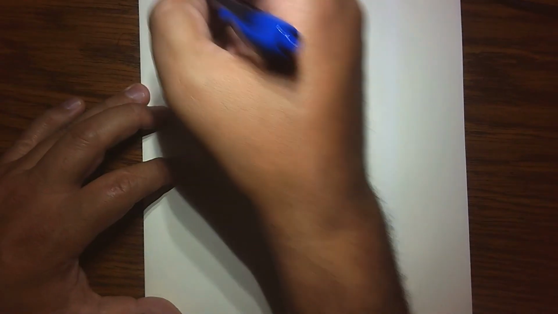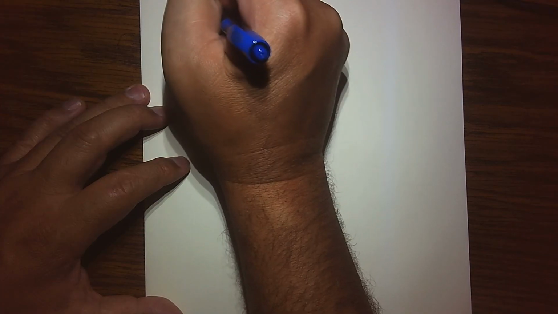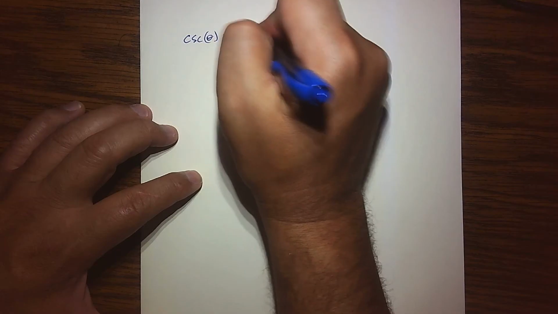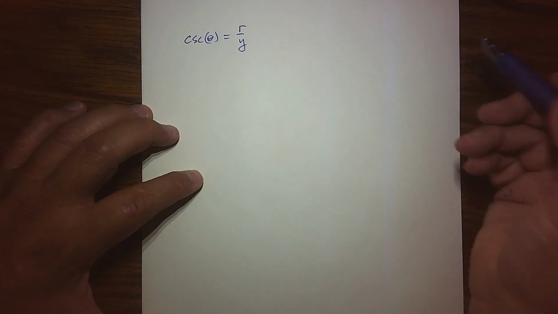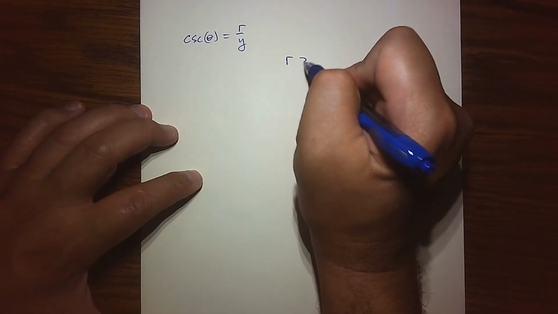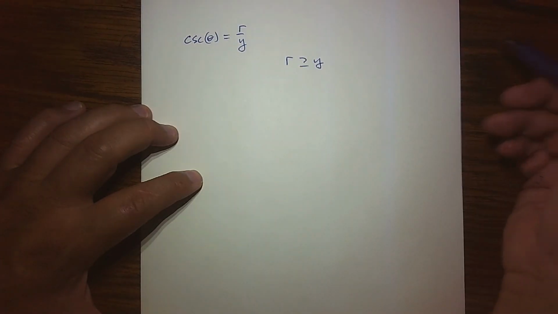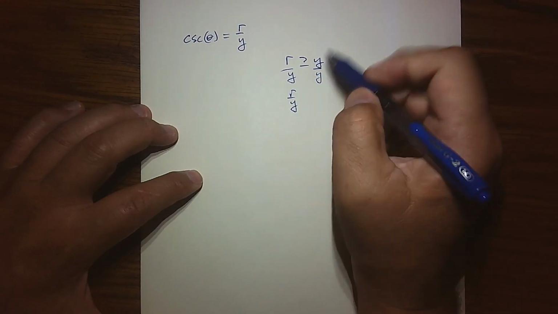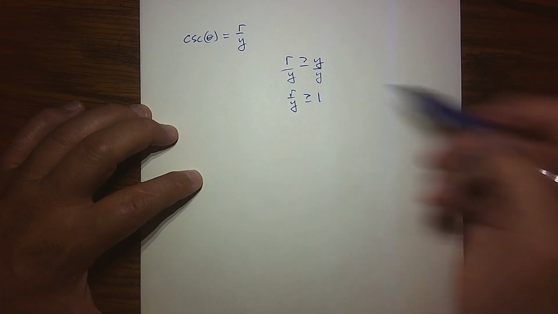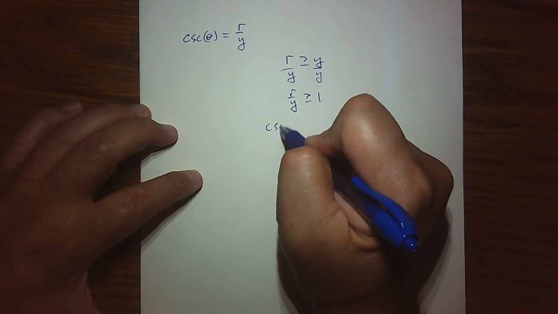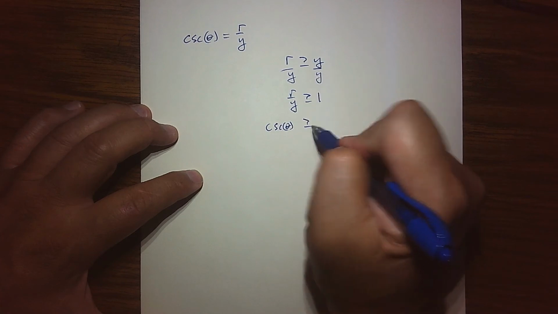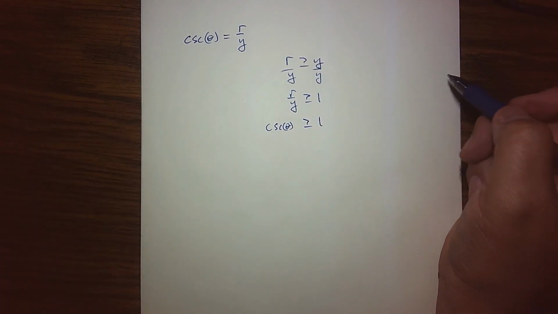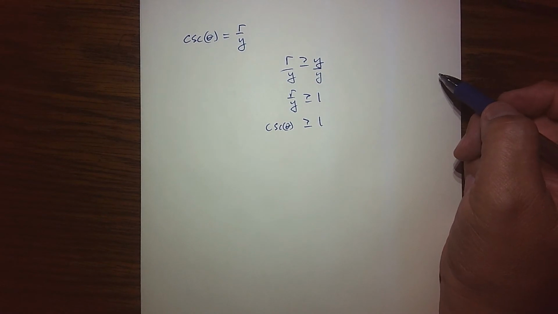And then the next one is let's go ahead and consider our cosecant of theta. Well, by definition, cosecant of theta is r over y. And what do we know? We know that r is actually bigger than y. And so if we divide both sides by y, we get that r over y is bigger than or equal to 1. And of course, r over y, that's our cosecant. So we've just found out that cosecant will be larger than or equal to positive 1.